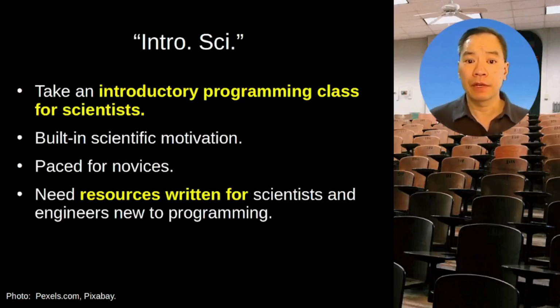A final kind of class structure that one can take to teach novice scientists and engineers how to program is to ask them to take an introductory programming course that's specifically designed for scientists. So in this particular class structure, again, there's built-in scientific motivation, and because the course is specifically designed to teach programming to novices, the pacing of it will be appropriate for novices. However, one of the problems with this particular class structure is that it highlights a need for resources that are written for scientists and engineers new to programming.